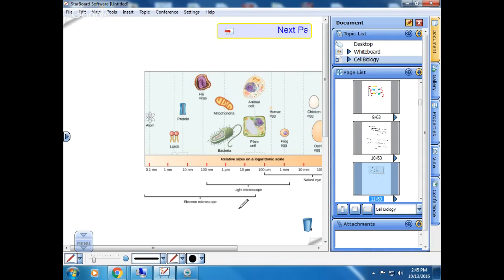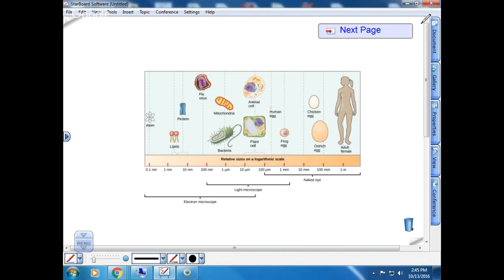So in your book, there's a diagram that shows the relative size of the cells compared to us, as well as some cells that we can see, like the chicken and the ostrich egg, frog eggs. We probably can see, it says here, naked eye. A human egg, right? That would be a single cell. But when we talk about bacteria, they are much smaller than the eukaryotic cells, which make up plants and animals. So plants and animals are made up of eukaryotic cells, not prokaryotic cells.